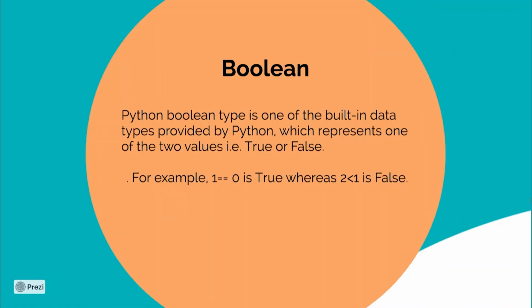The Python Boolean type is one of the built-in data types provided by Python, which represents one of two values, that is true or false. Generally, it is used to represent the truth values of expressions. For example, 1 is equal to 0 is false, whereas 2 is less than 1 is false.